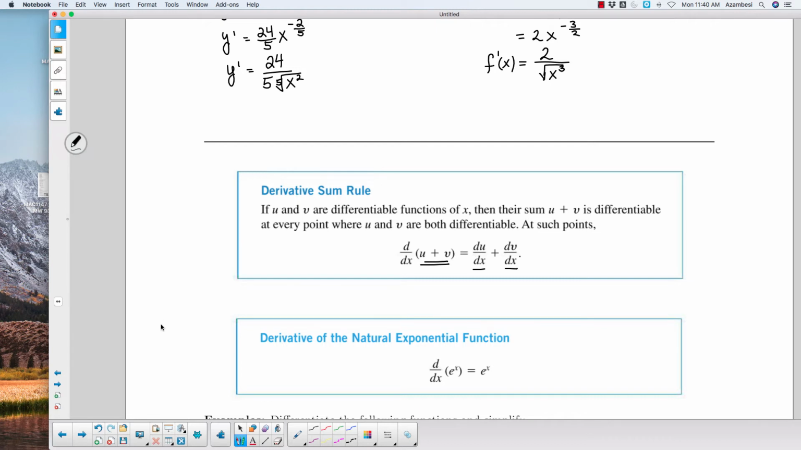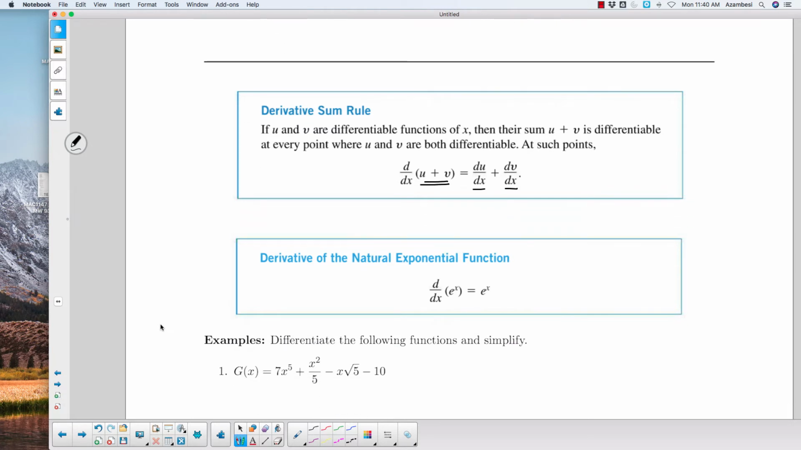The other function that I want to go over the derivative of is the derivative of e to the x. So if you take the derivative of e to the x, you get e to the x. So it is its own derivative, and we'll talk a little more about that later. But the derivative of e to the x is e to the x.